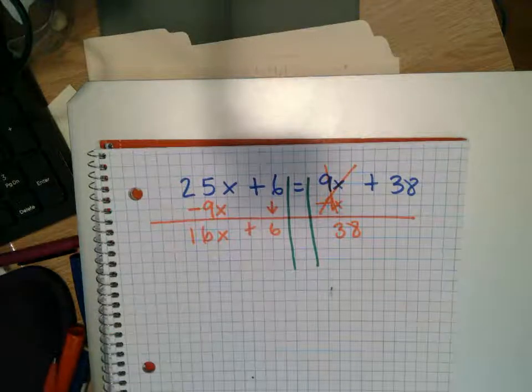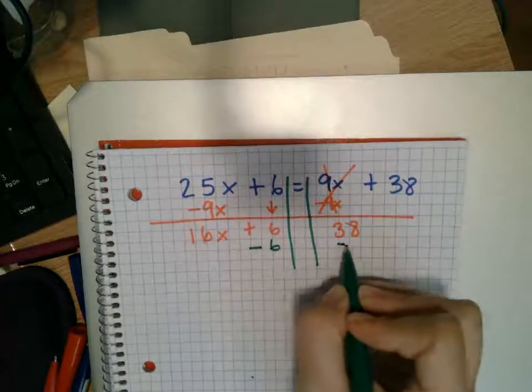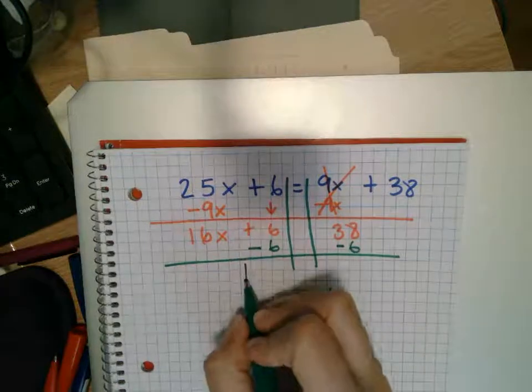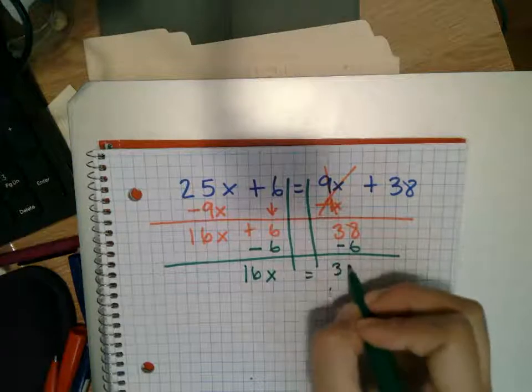All right. So now, again, your goal is to get x by itself. So we're going to do minus 6, minus 6. So we have 16x, because this gives you a 0, is equal to 32.